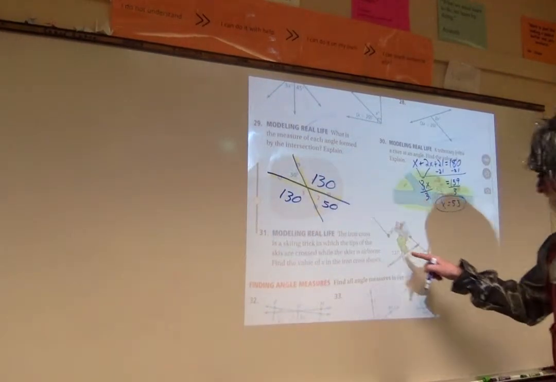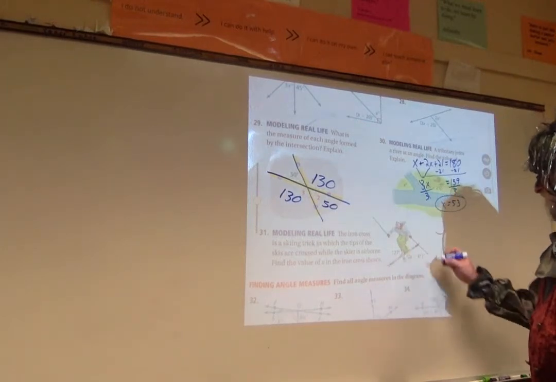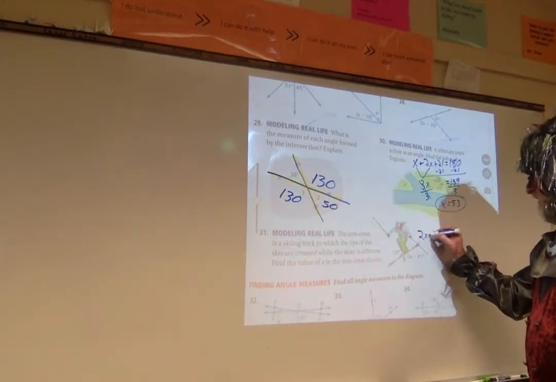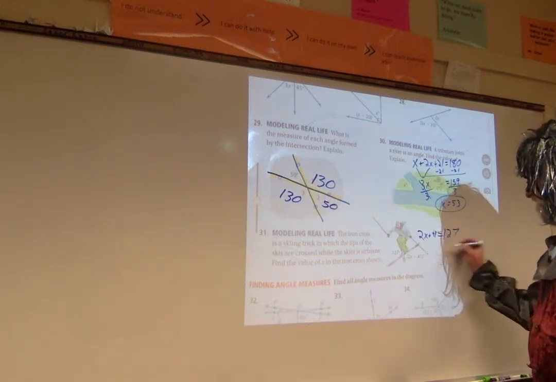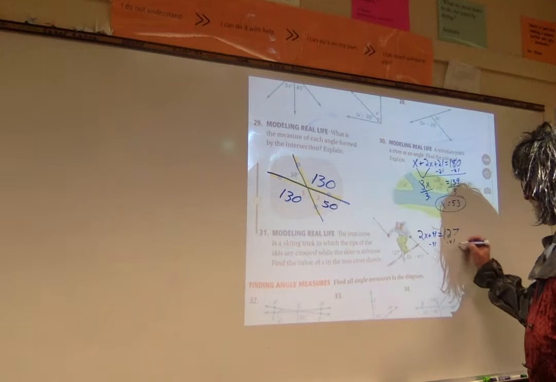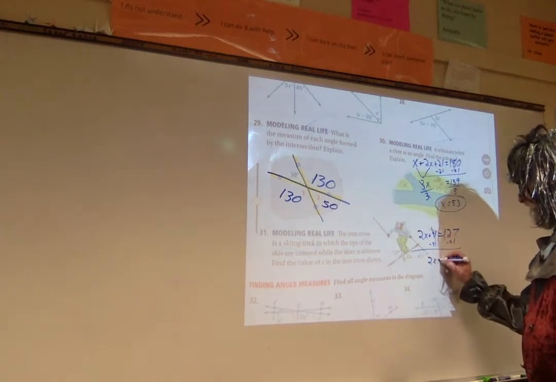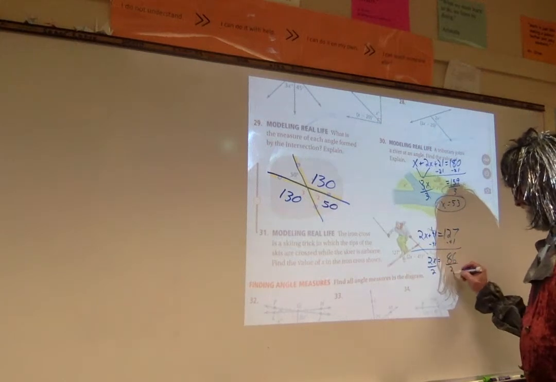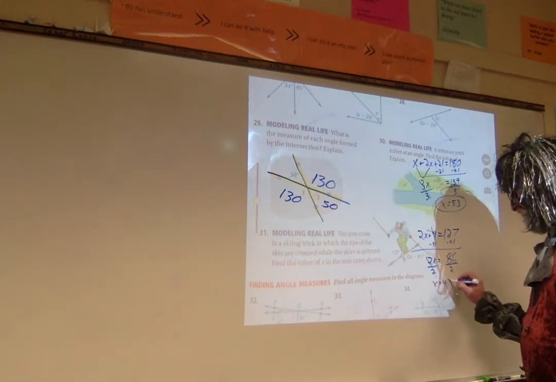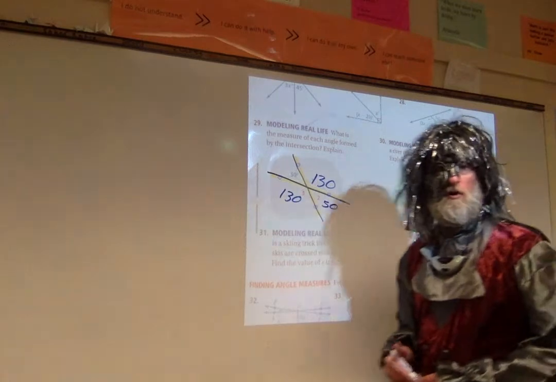Well, these are vertical angles. They're opposites of each other. They're congruent. So 2x plus 41 is the same as 127. Subtract 41 from both sides. Those guys go away. 2x is therefore equal to 86. When I divide both sides by 2, x has to be equal to 43.